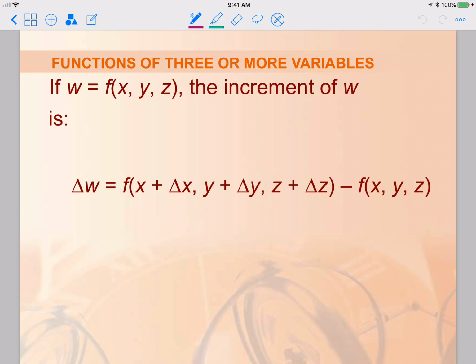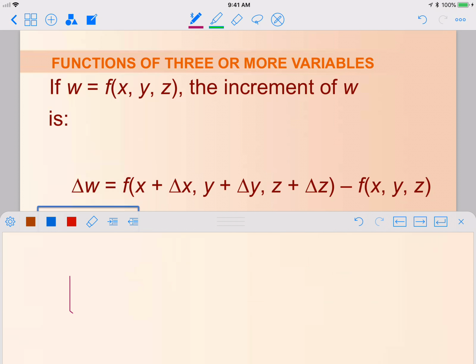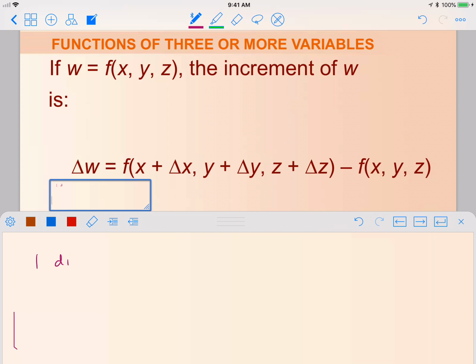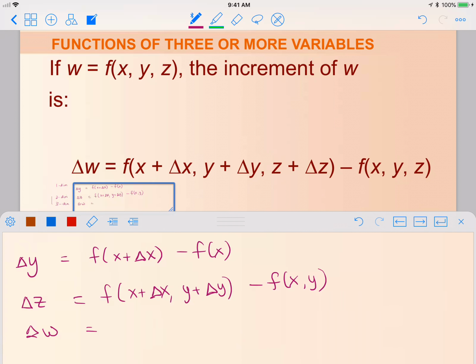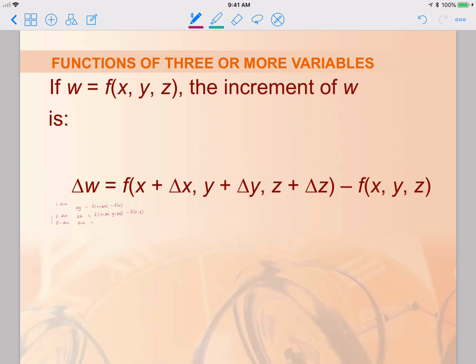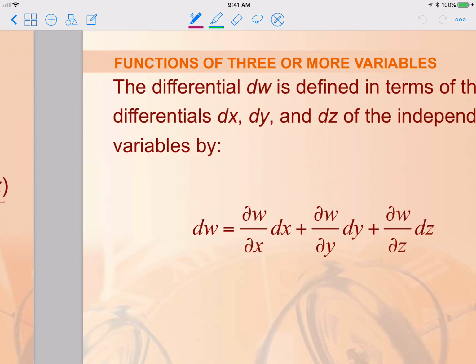Let's look at the increment. The increment is going to be very similar to the increment in other situations. So for one dimension, we had delta y equal to f of x plus delta x minus f of x. In two dimensions, we had delta z equal to f of x plus delta x, comma, y plus delta y, minus f of x, comma, y. So now in three dimensions, delta w equals f of x plus delta x, comma, y plus delta y, comma, z plus delta z, minus f of x, comma, y, comma, z. Okay?